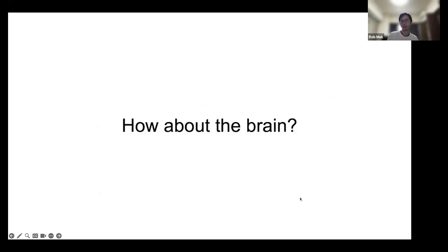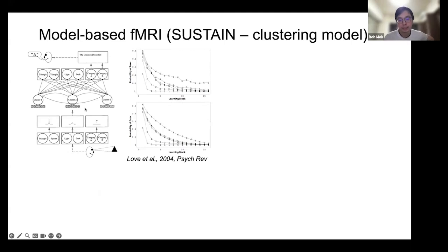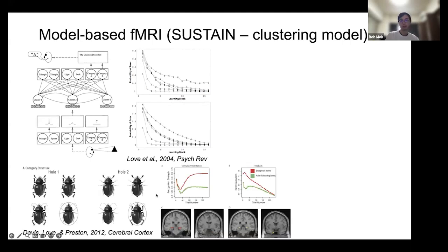How about in the brain? The nice thing about this model is that it learns trial by trial, and it produces a parameter for various things every trial. So you can do this in the MRI whilst people are learning. This is one of these category structures, the beetles in hole 1 and hole 2. What you get are these parameter estimates for, in this case, recognition strengths, so the cluster activation strengths, versus error correction. And what they found is that the hippocampus tracks these quantities during learning.